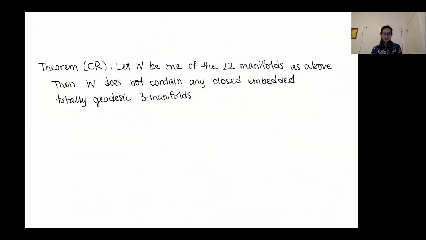Okay, so here is the theorem that I'm going to tell you about. So now we're just going to restrict to the case that W is one of those 22 manifolds that I mentioned before from the Ratcliffe and Tschantz paper in the year 2000. Okay, so if W is one of those, then we can prove that W does not contain any closed, embedded, totally geodesic 3-manifolds. Okay, so these particular W satisfy the conjecture. And again, this is joint work with Alan Reid.